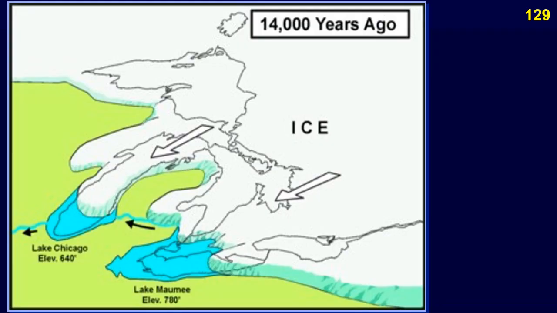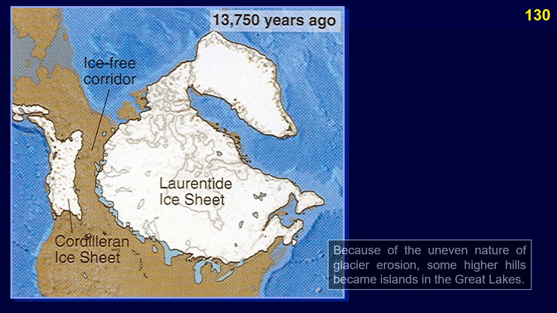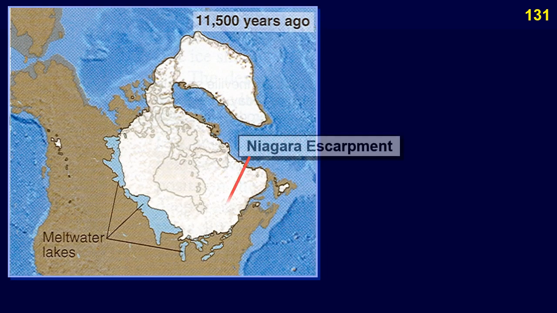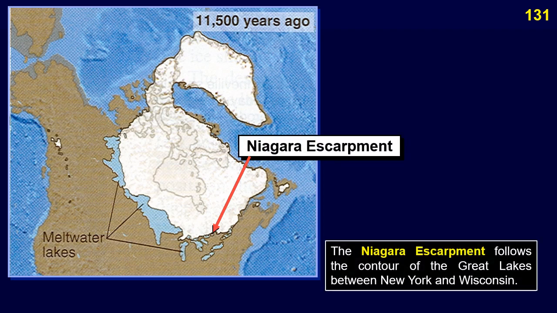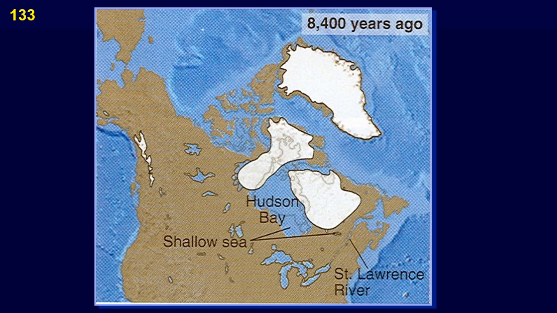This is 14,000 years ago. The glacier meltwater is filling up the depressions that had been gouged out during the advance of the glacier. Because of the uneven nature of glacier erosion, some higher hills became islands in the Great Lakes. This is 9,000 years ago. This is the situation about 8,400 years ago.